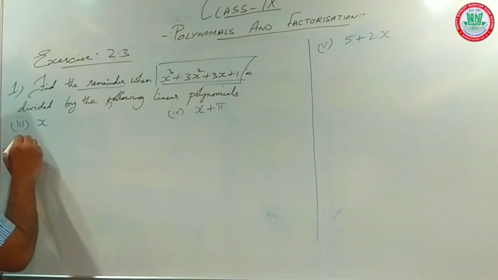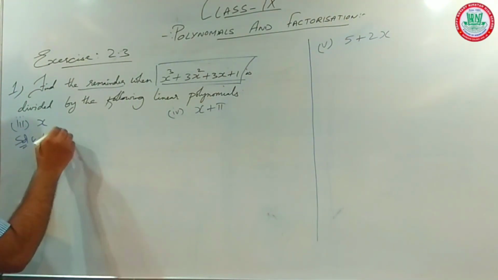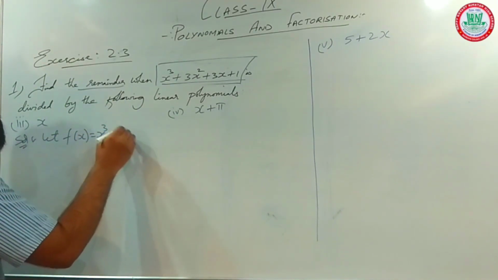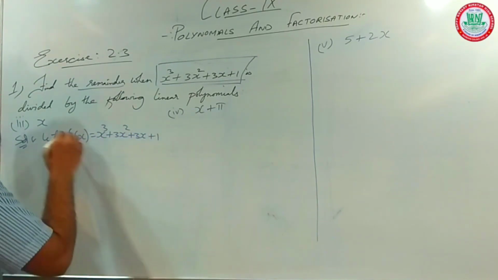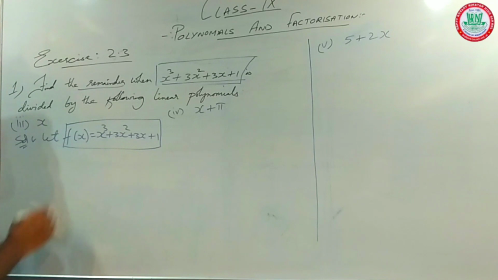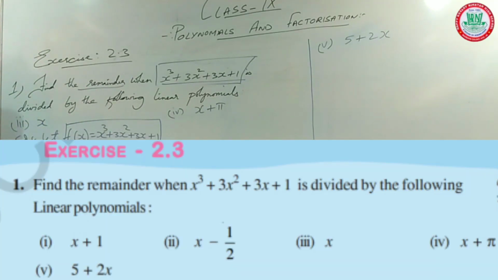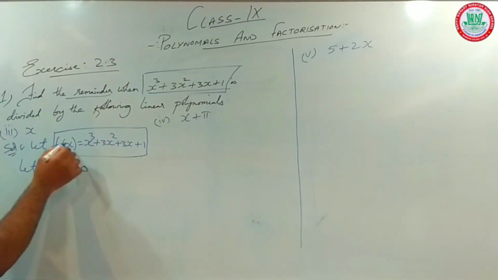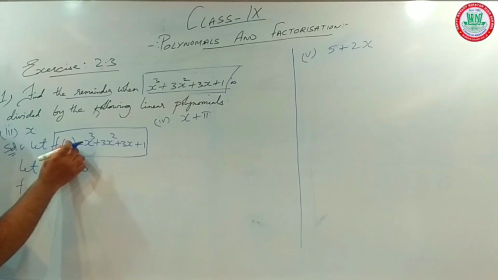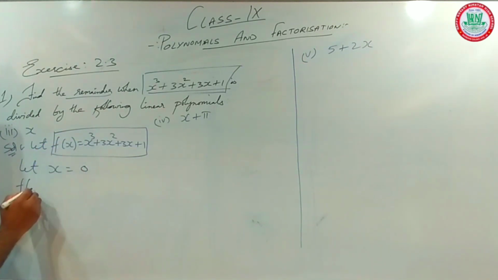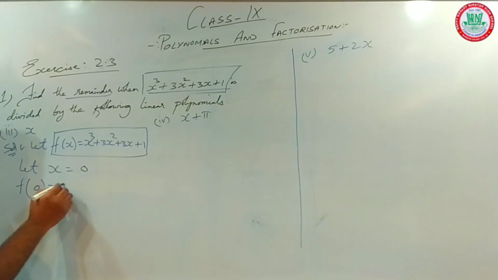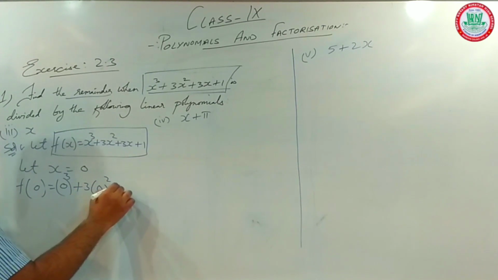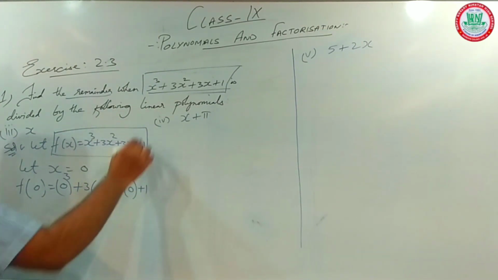Third bit, x. What is given? Only x. So solve. First step, what we need to do? Let f of x is equal to x cube plus 3x square plus 3x plus 1. This we need to take and highlight it. Now what is given? Let x is equal to, so directly we got x is equal to 0. Put it in this equation. F of 0 is equal to, wherever x is there, 0 cube plus 3 into 0 square plus 3 into 0 plus 1.